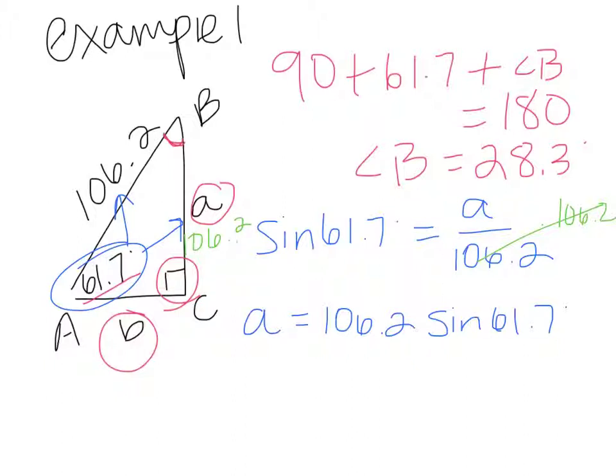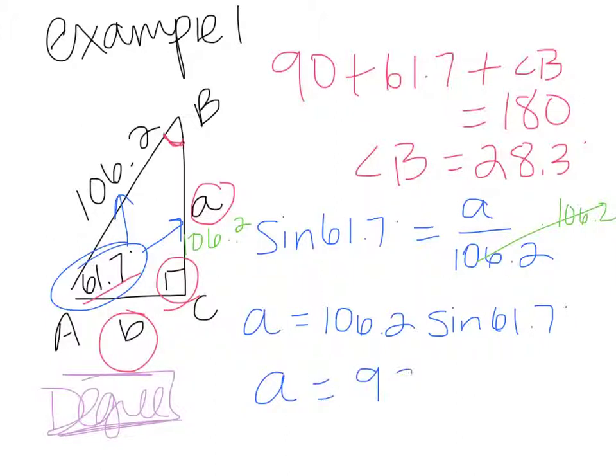And now I'm almost there. I just go to my calculator. Make sure your calculator is in degree mode. And you're going to type in 106.2 sine 61.7. And you're going to get that the length of A is 93.5 whatever units. Okay, then we're almost done. We don't know B yet.